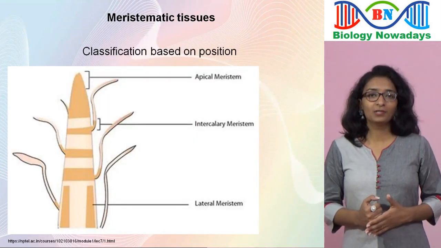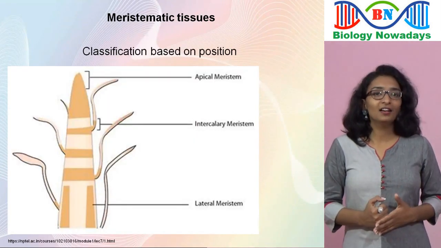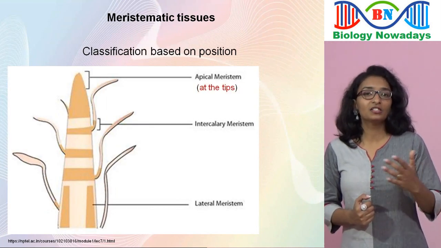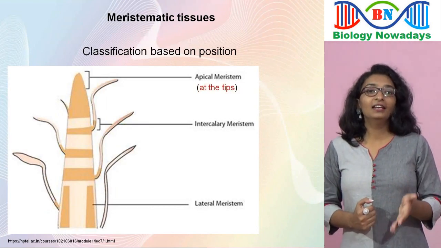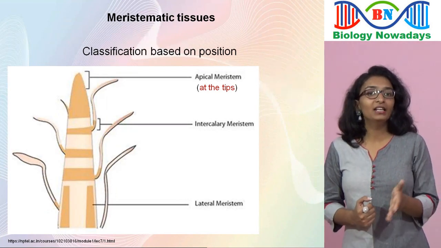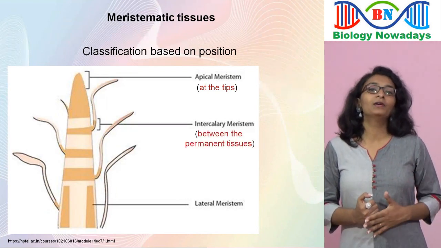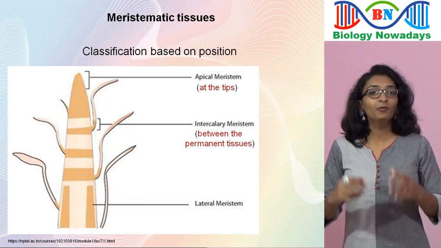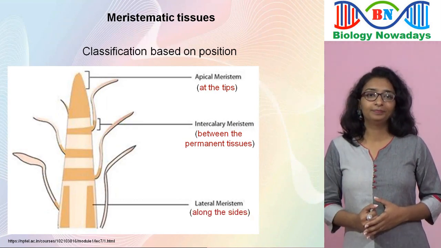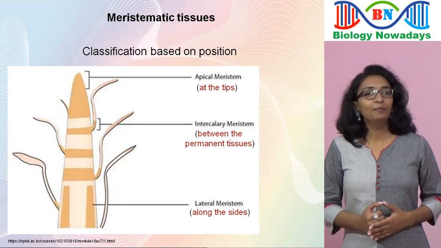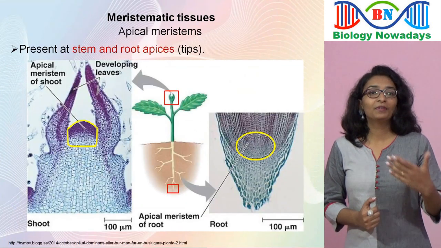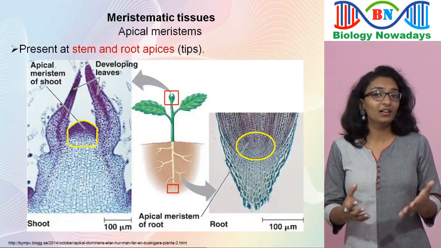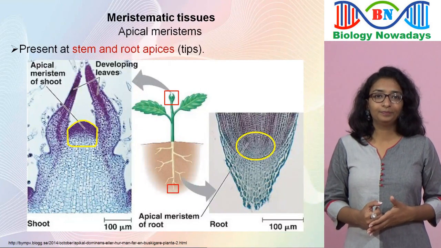On the basis of position, meristems are classified into apical meristems found at the apices or tips of the plant, then intercalary meristem found intercalated or between the permanent tissues, and finally the lateral meristems found along the sides of the plant. First of all, the apical meristems. They are present at the stem and root tips or apices, and that's why the name apical meristems.